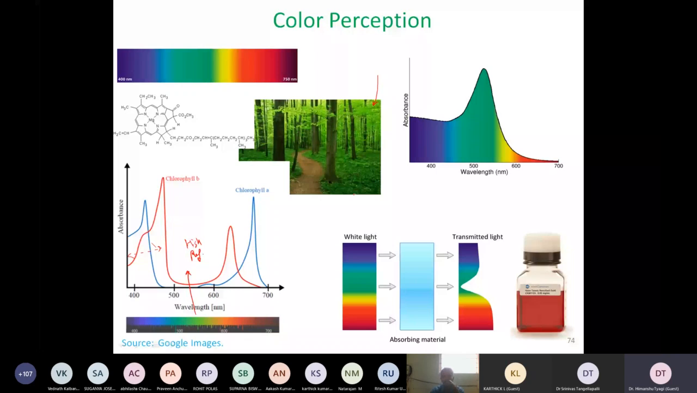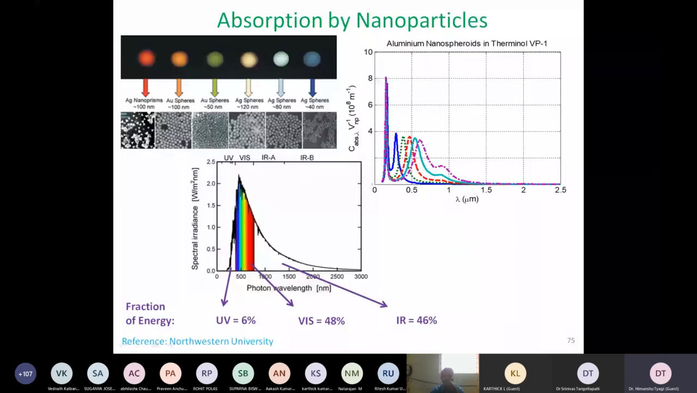Now I'm putting that particular framework where I'm trying to ask a question. Is there a way I can use nanoparticles which exhibit different colors, which means they clearly show that the optical property is size dependent? Can I use that to selectively absorb certain portions of sunlight, which is what I want in my solar thermal collector?